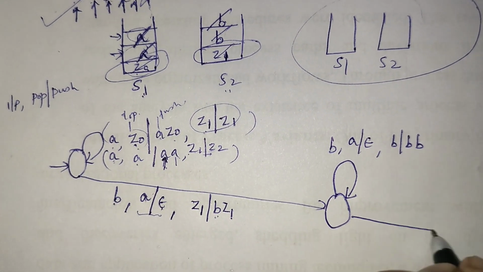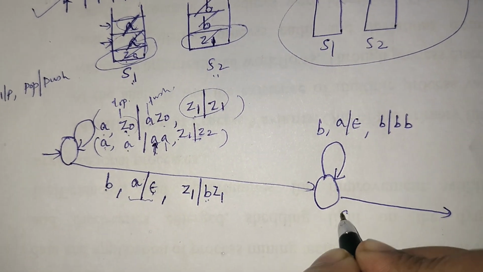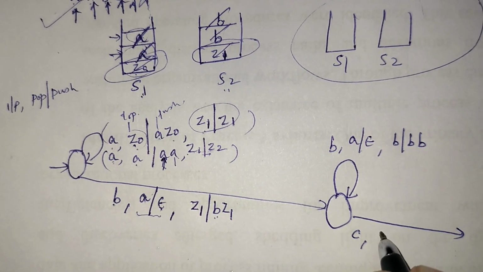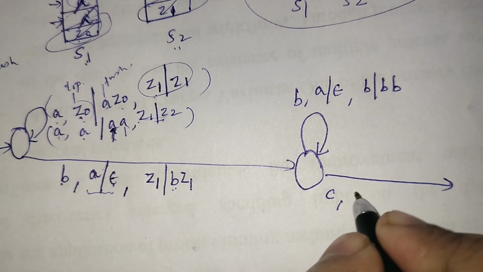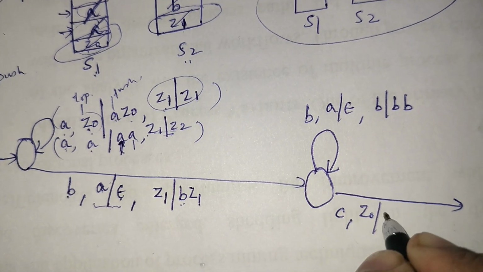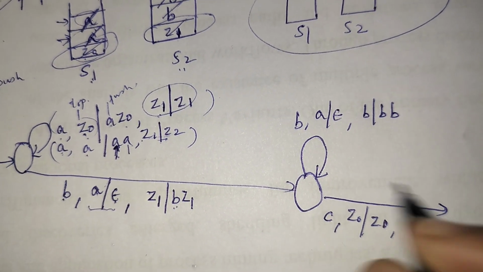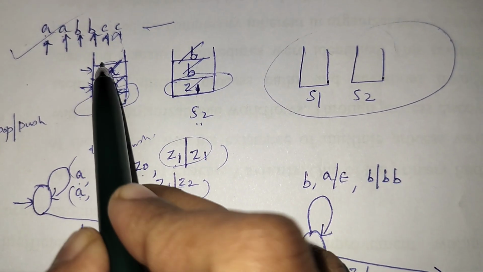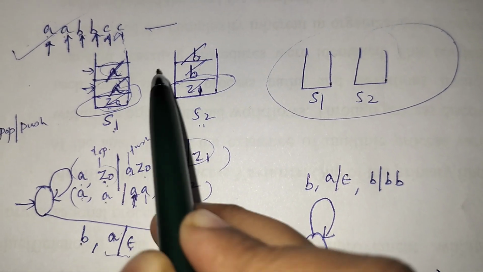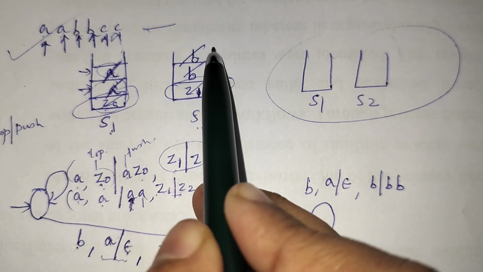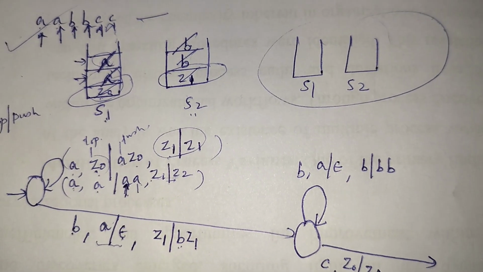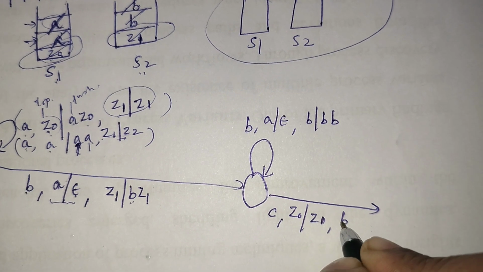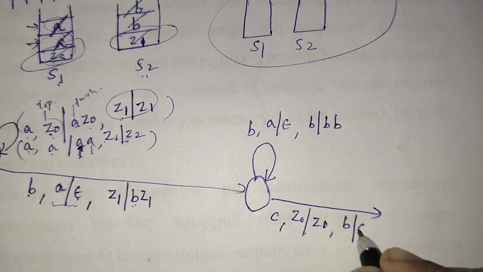Then what do I need to do when I am seeing C? Whenever I am seeing a C, I am not doing anything for the first stack. I am just popping. First stack will be empty, only Z0 remains. Whenever I am seeing C, I am popping B from the second stack without pushing anything.